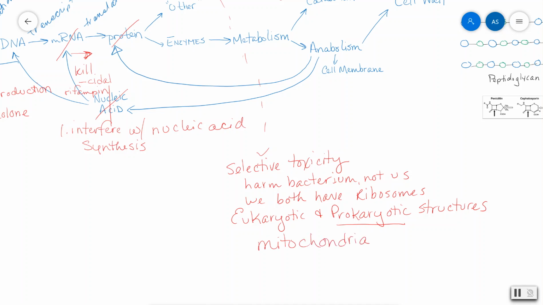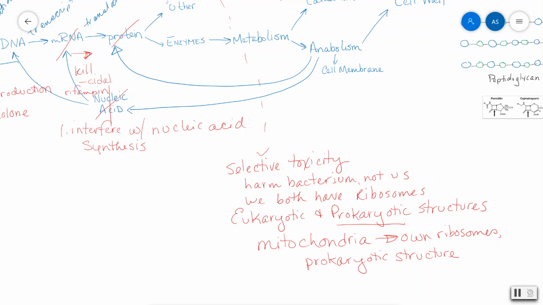There's a section in your book that talks about the endosymbiotic theory. Mitochondria are said to have evolved from bacteria that were ingested by a eukaryotic cell eons ago. Mitochondria have their own ribosomes, and those ribosomes share the prokaryotic structure.